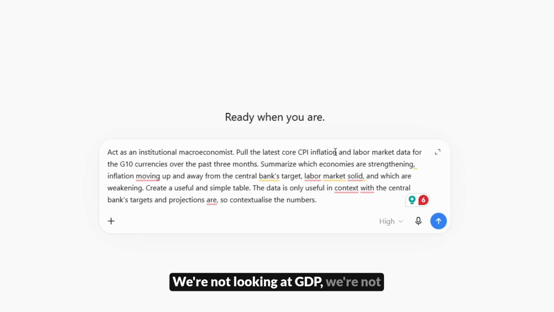We're not looking at GDP, we're not looking at PMIs, not retail sales, not consumer confidence, none of it. We're looking at the 2 batches of data that fully matter for the central bank. Remember what we established earlier.